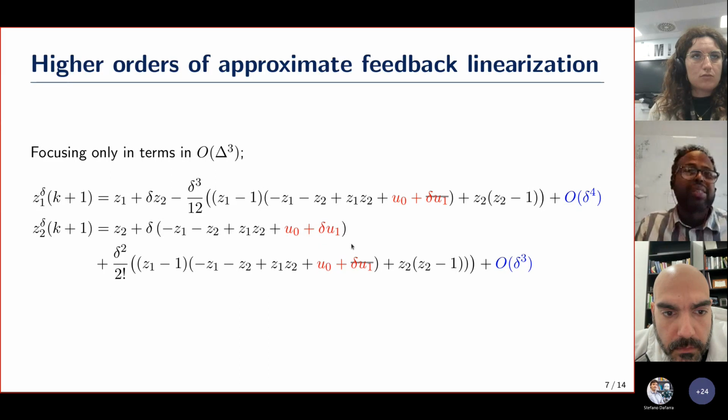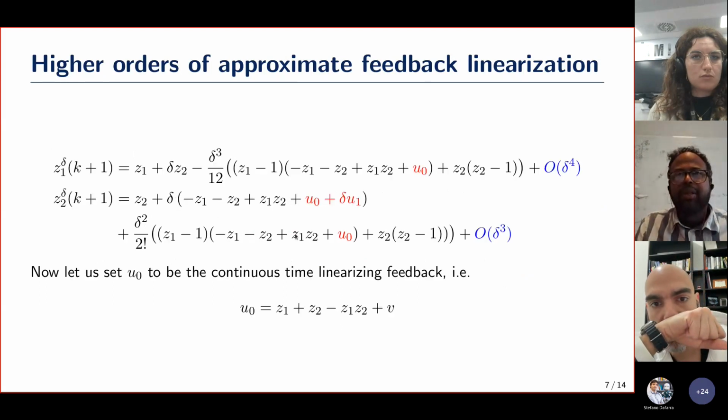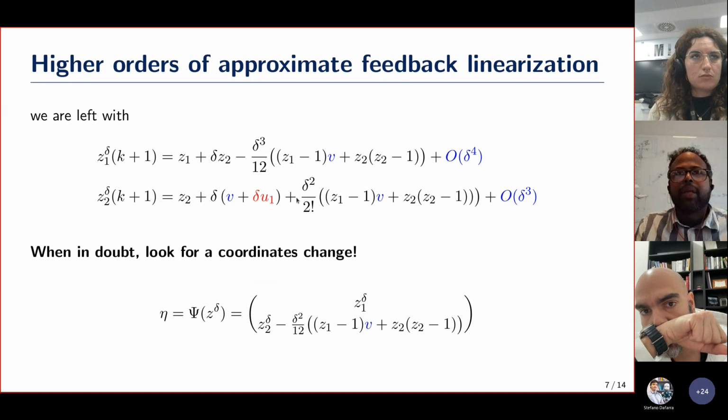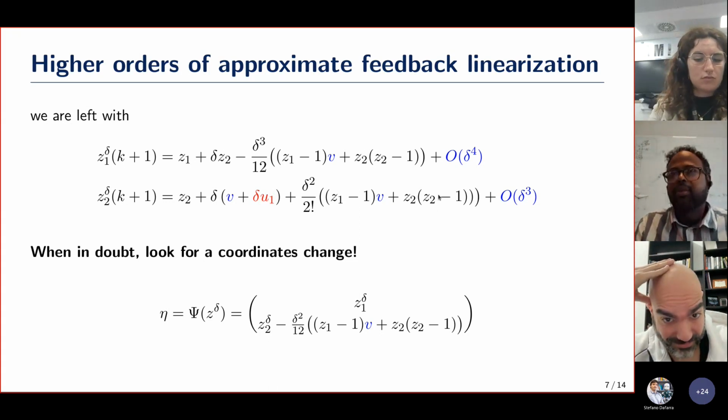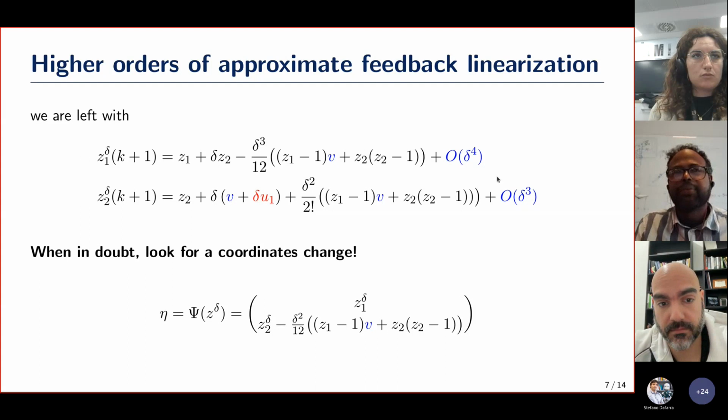Okay. Now you can see what I'm trying to do, because u0 can be the same as the continuous time input-output feedback linearizing control. That means it takes this form and we get this system with one corrective control term that we can use to cancel out all of these other terms in the dynamics, and to get a nice linear dynamics that is equivalent to our original system. Okay, to do this, an additional coordinate change, of course, always just add coordinate change one on top of the other to get rid of successive nonlinear terms.